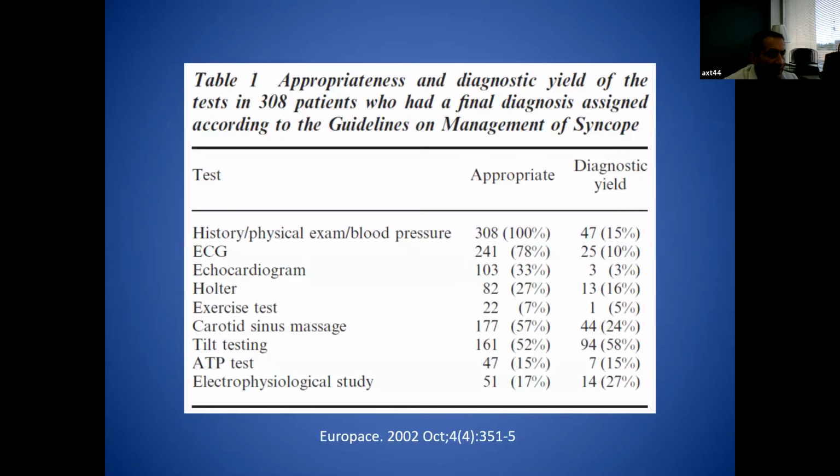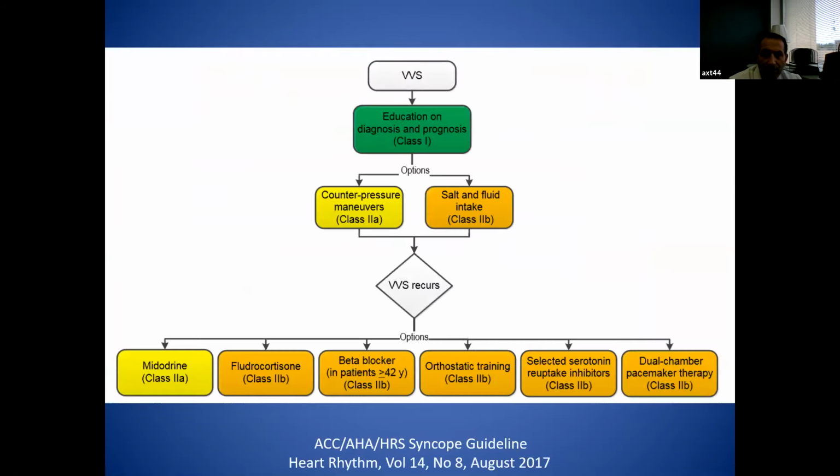In terms of the diagnostic yield of all these modalities that we just discussed, in this study, they found that tilt testing gave us a diagnostic yield of 58%, and then everything else, EP study, carotid sinus massage were lower. So unfortunately, you have to use multiple of these to get somewhere, because often, the individual tests have a low diagnostic yield.